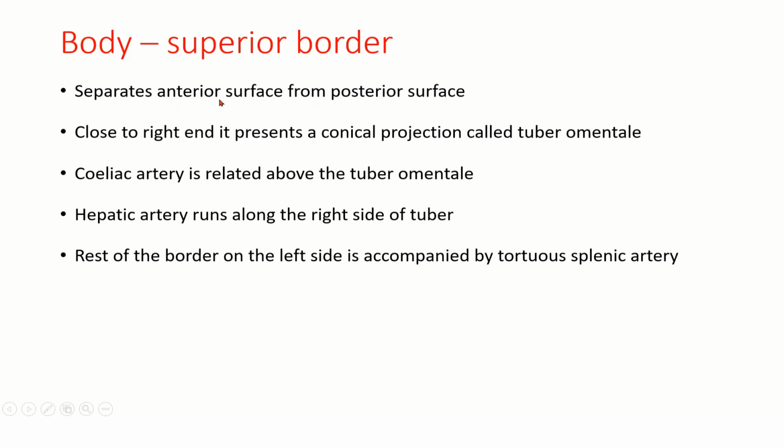Superior border separates anterior surface from posterior surface. Close to the right end, it presents a conical projection called tuber omentale. Celiac artery is related above the tuber omentale. Hepatic artery runs along the right side of the tuber omentale, and the rest of the border on the left side is accompanied by the tortuous splenic artery.